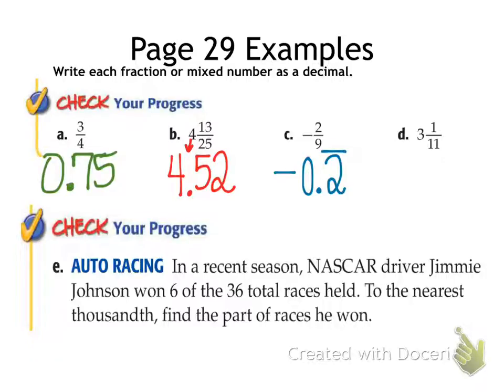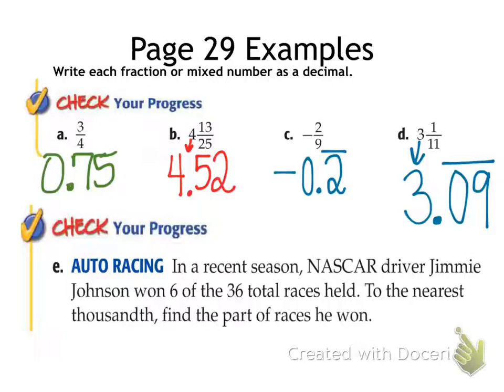All right, same thing on D. I'm going to bring my 3 down. And then on my calculator, 1 divided by 11 is 0.09090909. So looking at that pattern, I see that I need 0, 9, and both of those are repeating. So I'm going to put my bar above both of them.